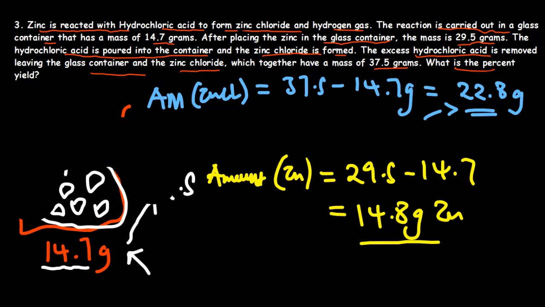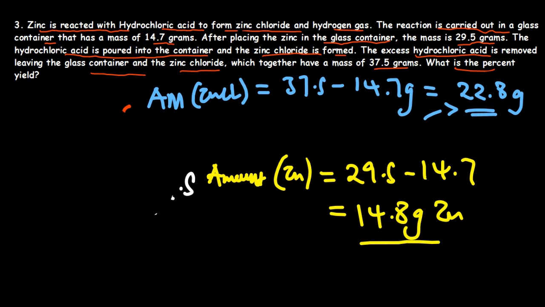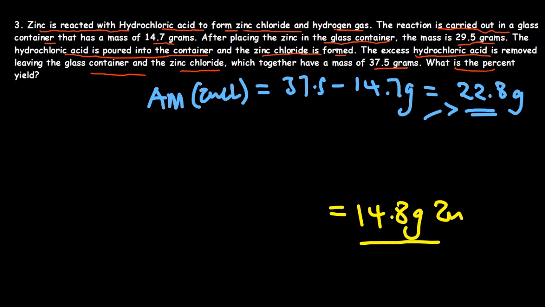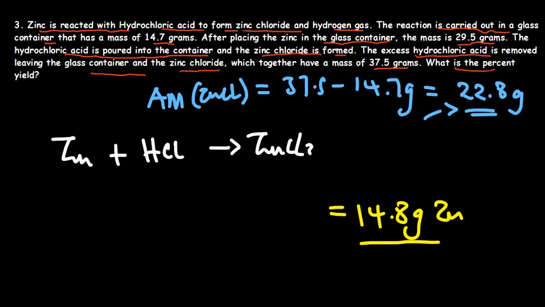So we always have to write a balanced chemical equation. Okay, so let's write a balanced chemical equation here. So we have zinc metal reacting with hydrochloric acid to form zinc chloride plus hydrogen gas. Okay, so how do we balance this equation here? We just add a 2 on the hydrochloric acid, so we added 2 here. Okay, so we know that this is the initial amount of the zinc that we have in this reaction. So let's find the moles of zinc.